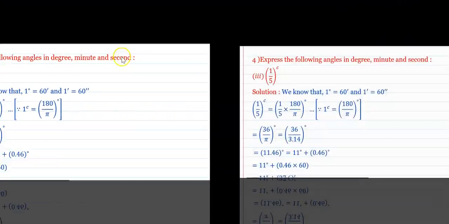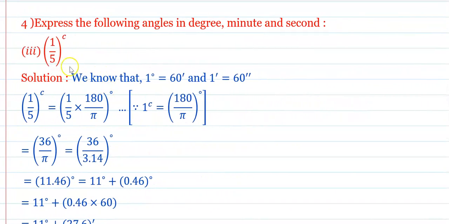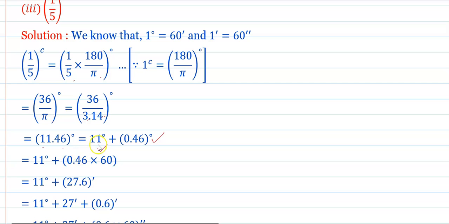Next, express again in degree, minutes and second. 1 by 5 radian. 1 by 5 radian is equal to 1 upon 5 into 180 upon pi. What is the multiplication? 180 upon 5 means what? 36 upon pi. But pi means what? 3.14. If we divide 36 upon 3.14, then you will get 11.46, which is 11 degree plus 0.46 degree. Now next we will convert this 0.46 degree to the minutes and second. First is 11 degree as it is.